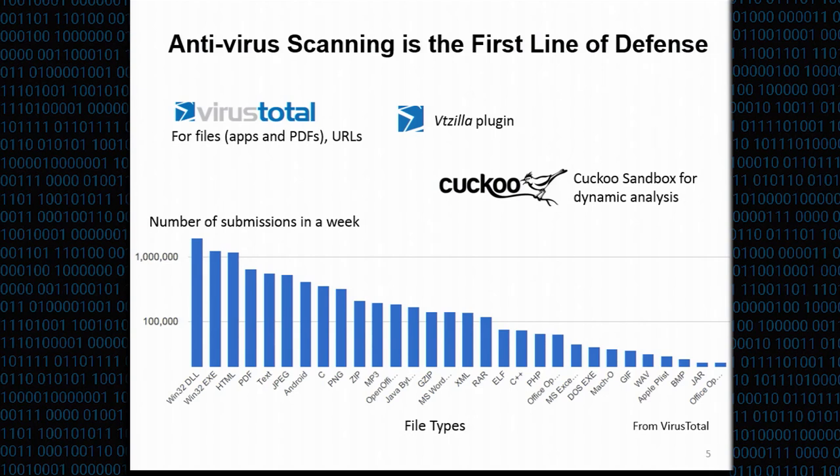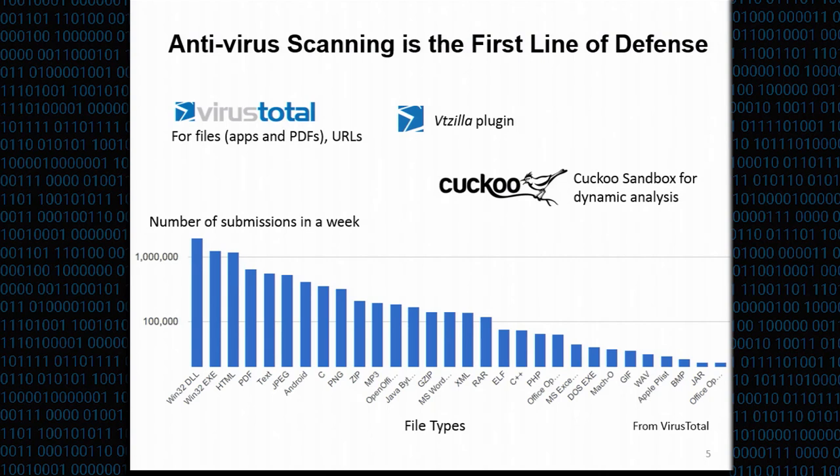This is a picture that I downloaded from the VirusTotal website. It shows, I think late last year, in a week, how many files were submitted to VirusTotal. VirusTotal can do scanning for all kinds of file types. The X axis shows the file types. The Y axis shows the number of submissions per week. It's a very popular service. You can do it online or offline, and they also have desktop versions.